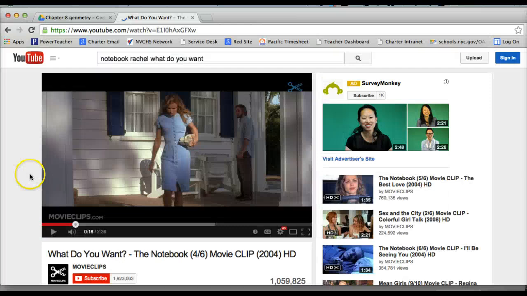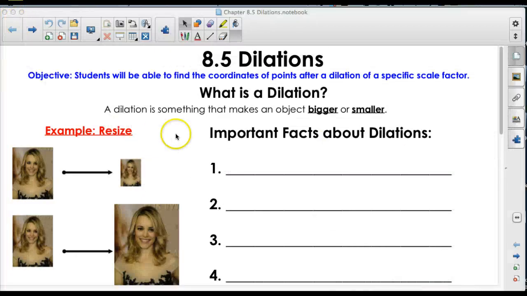Whew! There she is, Miss McAdams. And hey, guess what? We're going to be looking at Dilations today. If you remember, I used her as my example for Dilations, my celeb crush. Don't hold it against me. She does a great job in the notebook if you haven't seen it.